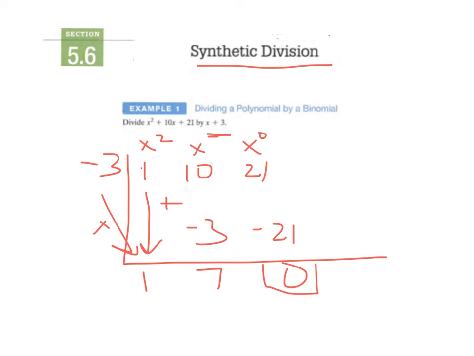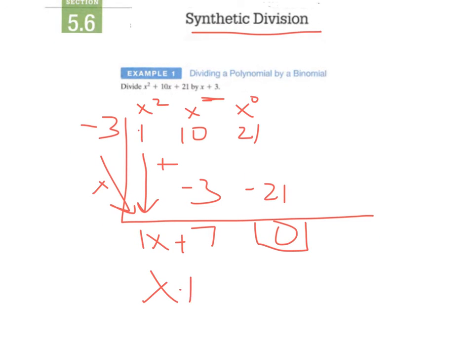This is the remainder. This is the x, and this is our number. So our answer is x plus 7. So we can do synthetic because that's an x.